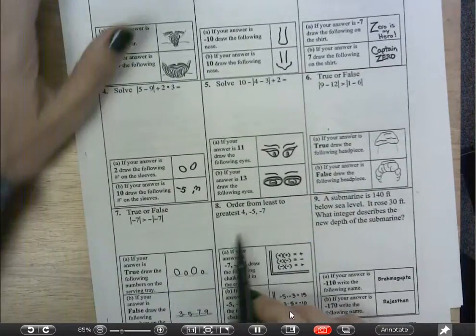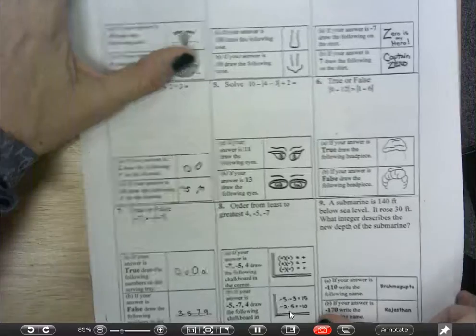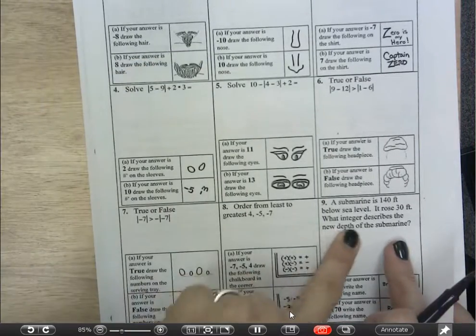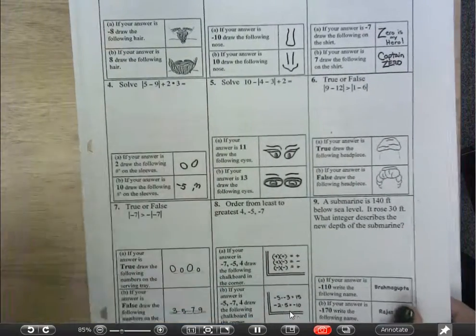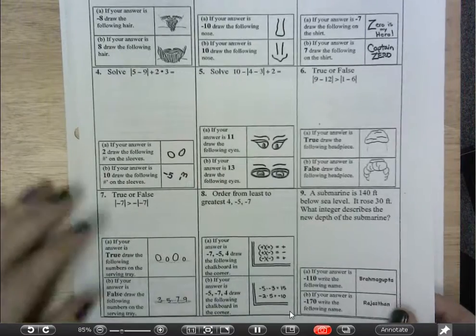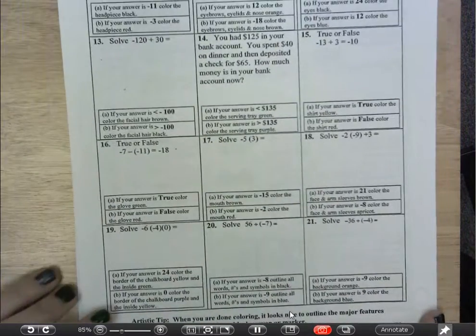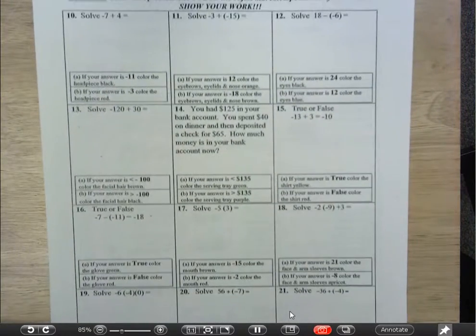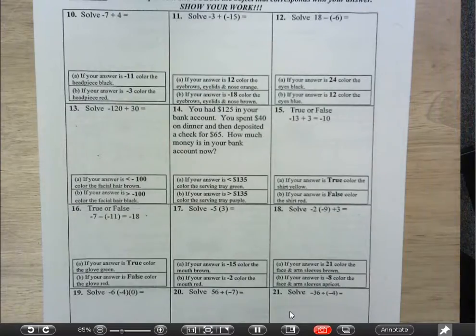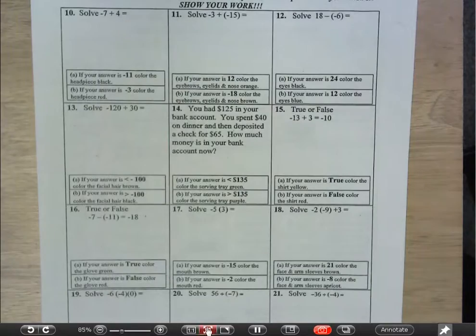Okay, so then you've got some ordering of integers and some word problems where you're talking about submarines and rising. And remember, if something's rising, that's positive. Then on the back, these are just order of operations problems like what we spent last week doing. So use your strategies, use the poster on the board. This is going to be your homework if you don't finish it in class.